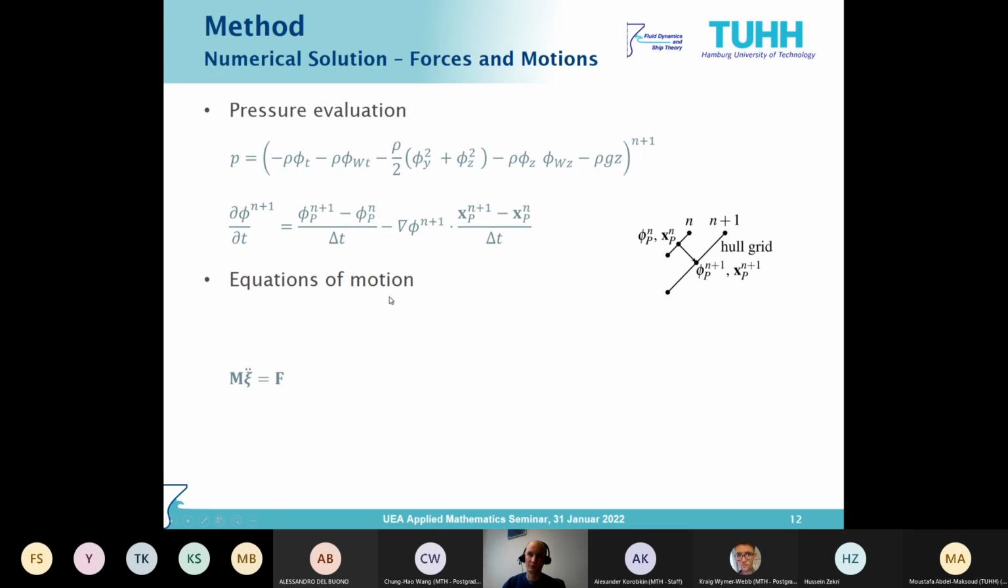And if we want to solve dynamic problems like seakeeping simulations, we also have to solve the equations of motion. In general, they are like this. This is the mass matrix, this is the acceleration, and the forces. The problem is that these forces are also dependent on the acceleration, and this is why we usually have to use the equation formulated like this.